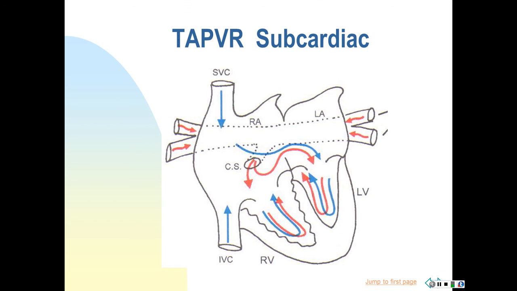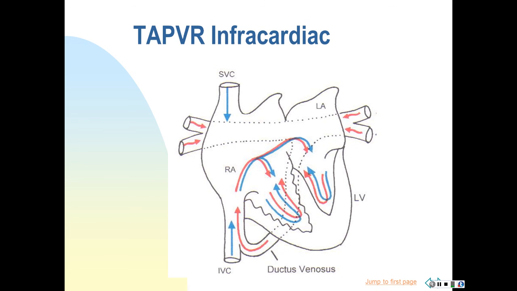Subcardiac is the ones where I said it drains into the right atrium in the coronary sinus with the other coronary veins. Again, not that bad a deal, because it just means there's a lot more mixing, but the red blood is actually getting to the heart and getting out to the body where it needs to be. Where it gets bad is when it connects way down here at the ductus venosus near the liver. With those kids, you end up having very pink feet and not such pink anywhere else.